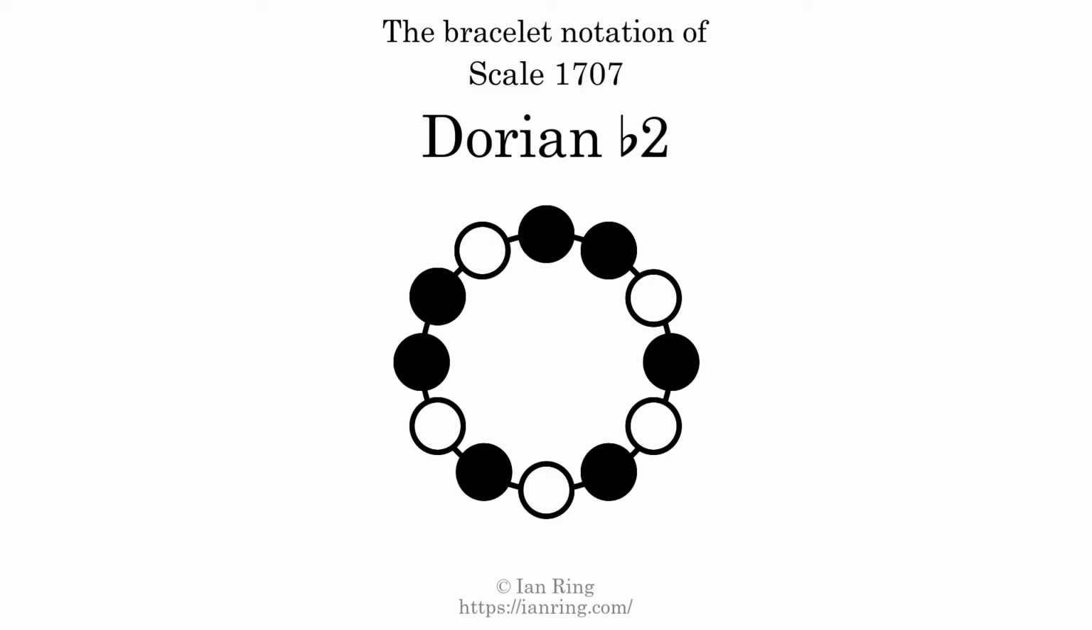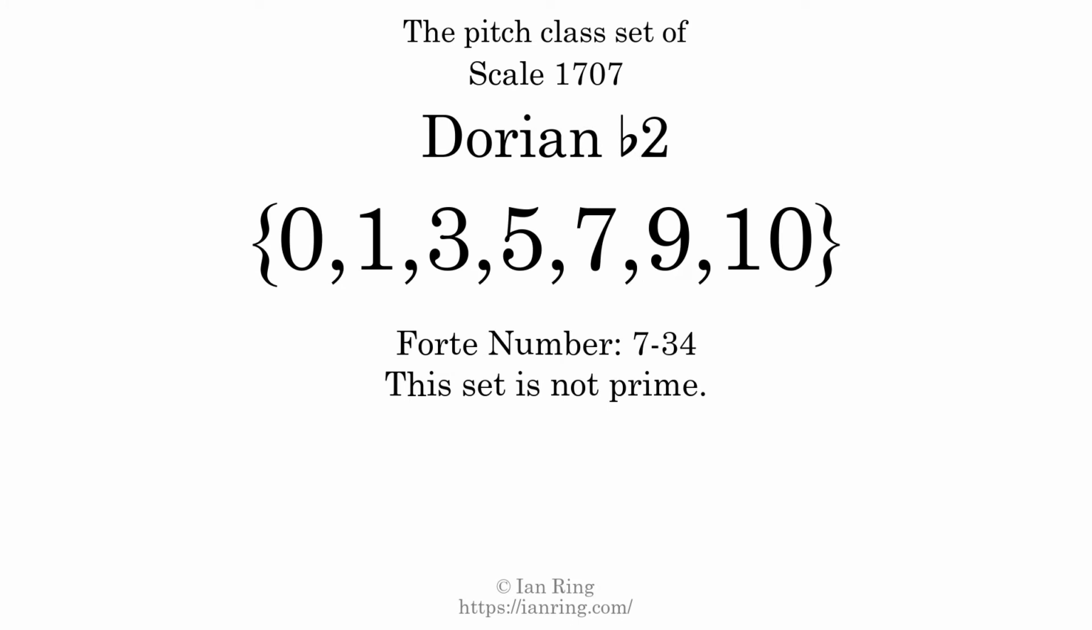This is a bracelet notation diagram of scale 1707. The shaded circles represent tones that appear in the scale, and they are read clockwise, starting at the top. The pitch class set for this scale is 0, 1, 3, 5, 7, 9, 10. The forte class is 7-34. This set is not prime.